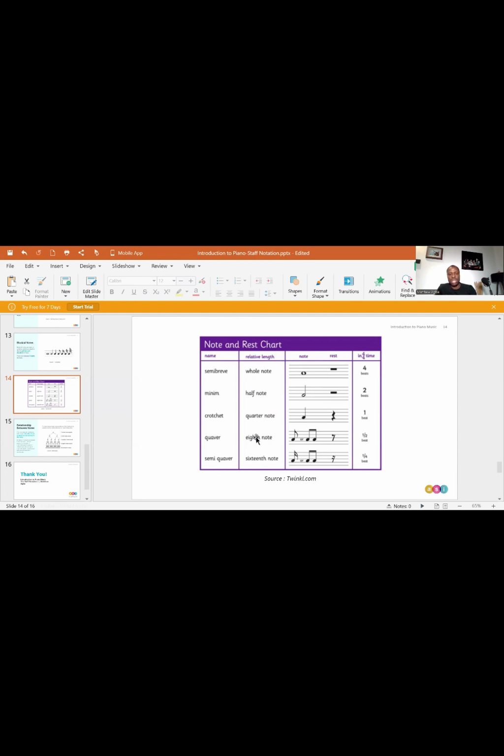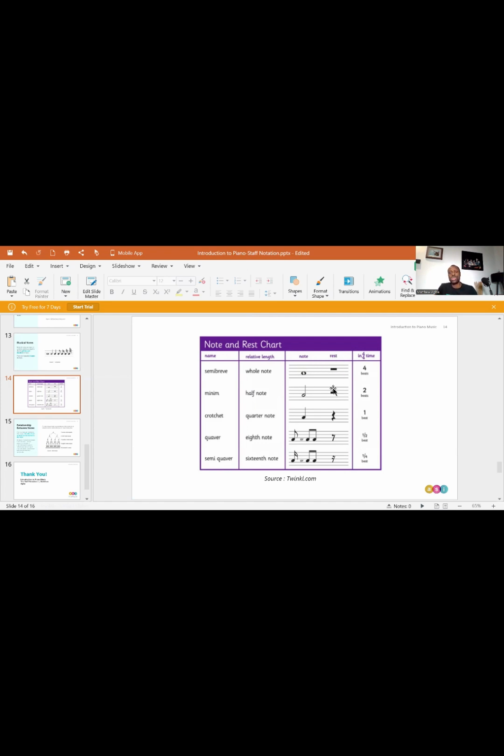Quaver, otherwise known as eighth note: shaded oval note, a stem, and 1 tail. Semiquavers, known as sixteenth notes: shaded oval note, a stem, and 2 tails. So we also will be looking at the rests.